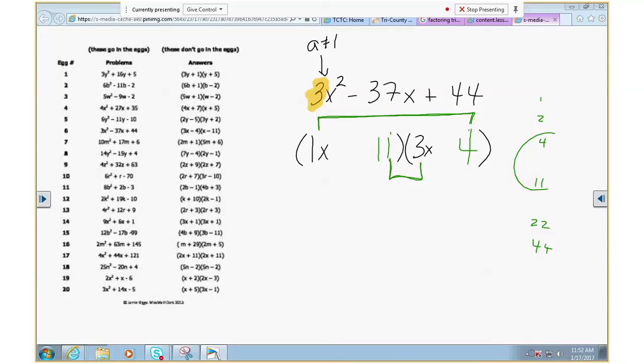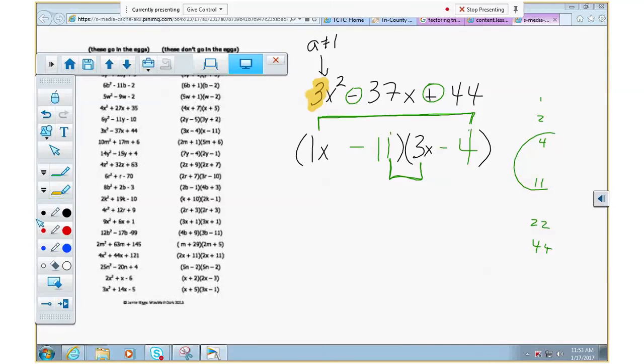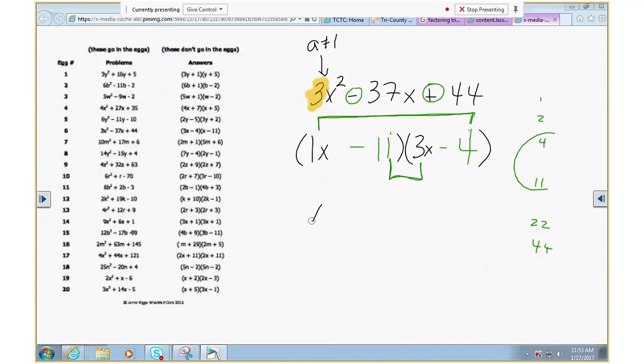What's the middle term? So which one's bigger, 33 or 4? Huh? So this negative. What does this mean, like or unlike? Like. And you're done. So your answer is x minus 11, 3x minus 4. And it should be, we'll figure out.